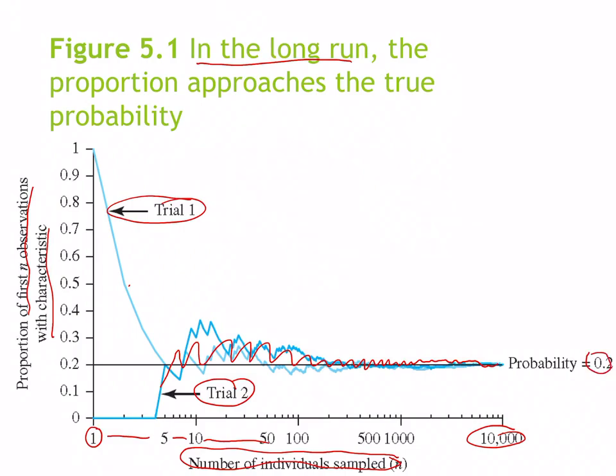What this is hopefully representing to you is that if you have a small sample size, you might not get accurate data. But as you increase the number of people in your sample, this is going to reflect a more accurate representation of the true probability that you're looking at. So as you increase n, you get towards the actual true probability of what you're looking for.